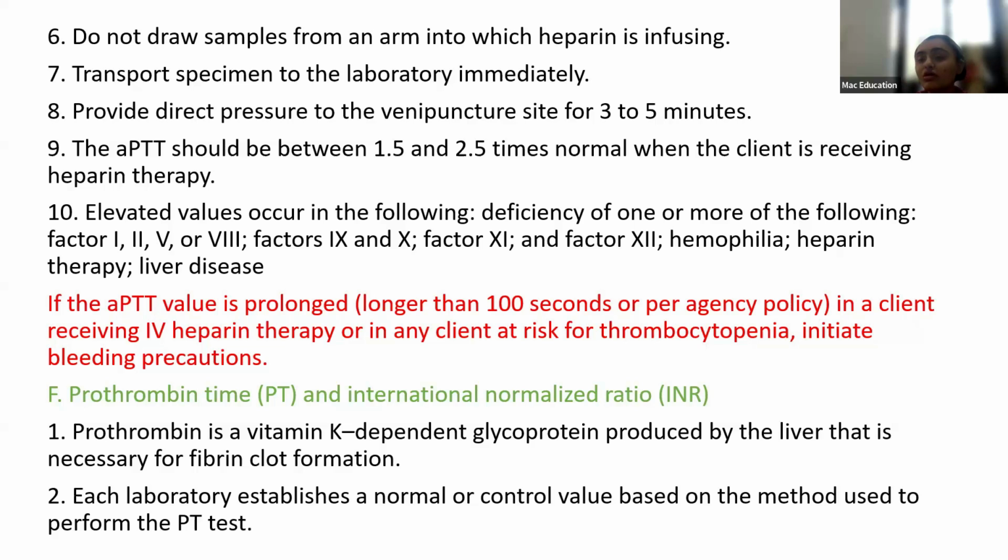It is also a blood coagulation study test. It is mainly used for which drug? Warfarin. Yes, warfarin. And what is the normal value of PT? 11 to 12.5 seconds. What is the normal value of INR? 0.8 to 1.2.